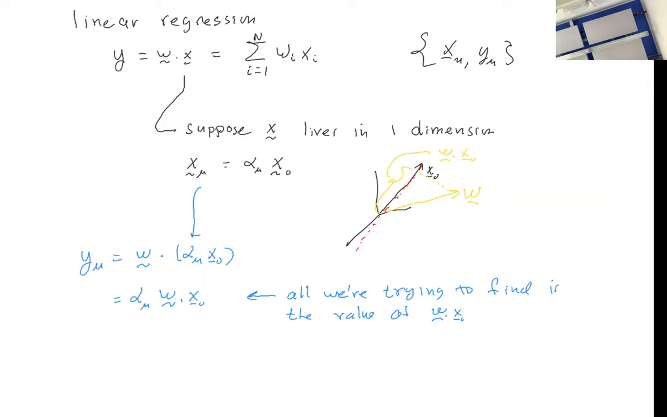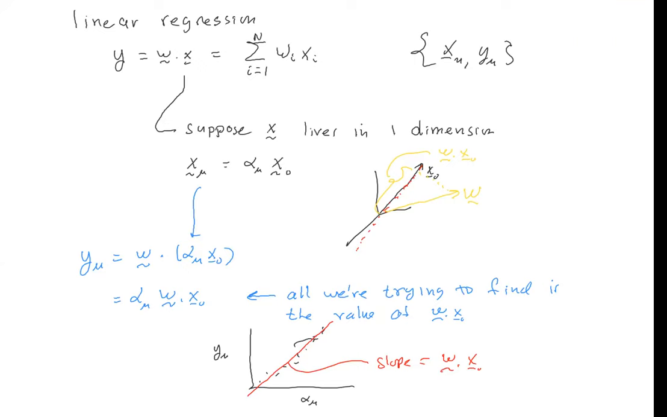If we plot our data, on this axis we have alpha mu and y mu, and this is all that matters. We're trying to fit some model through this, and the slope equals w dot x zero. Because our data lives in one dimension, we really only have to find one parameter. That's really, really easy. So even though n may be a million, with a handful of training examples we can figure out what that slope is. Over-parameterization doesn't matter if the data lives in low dimensions.